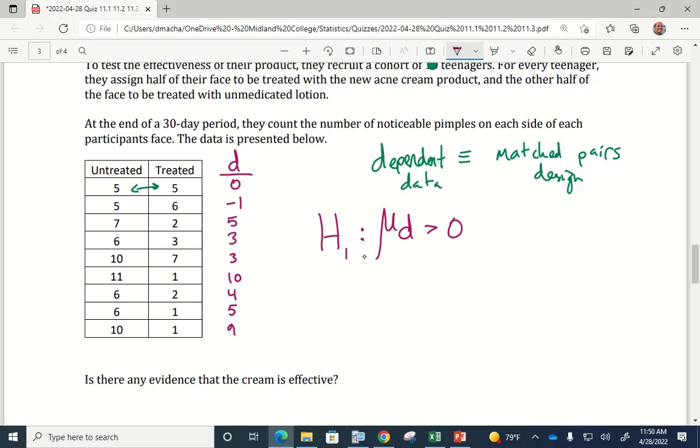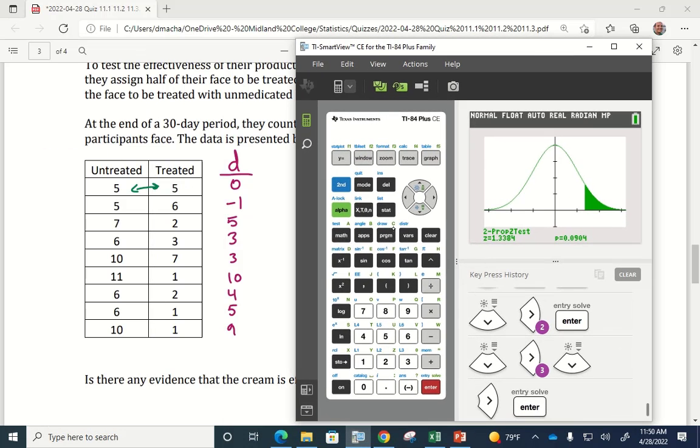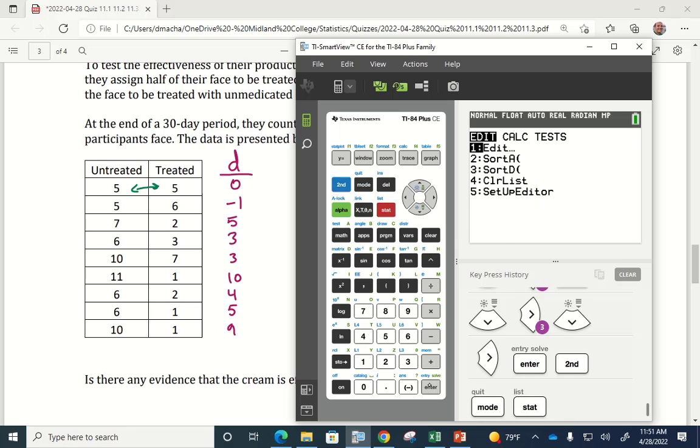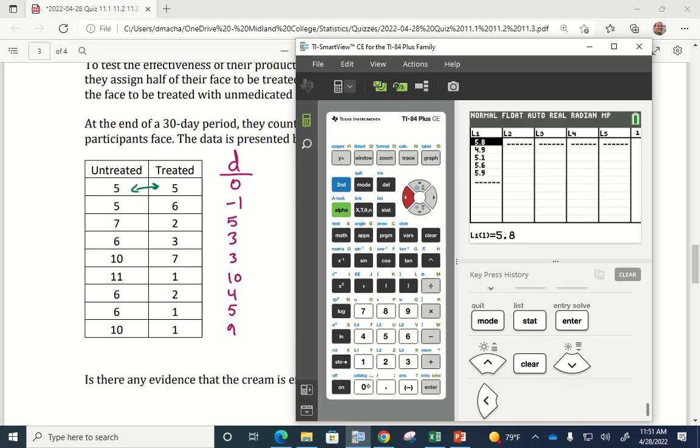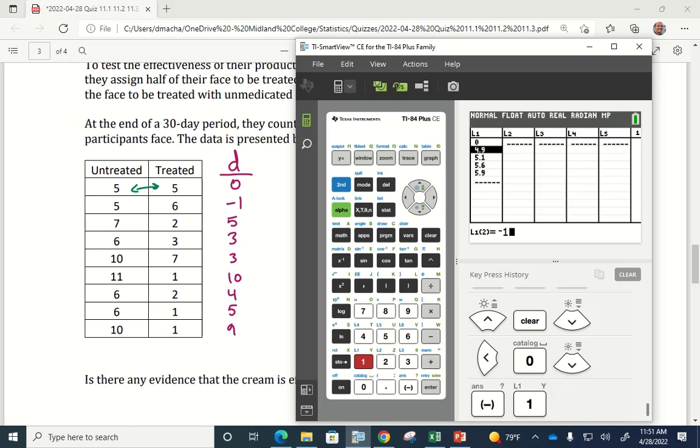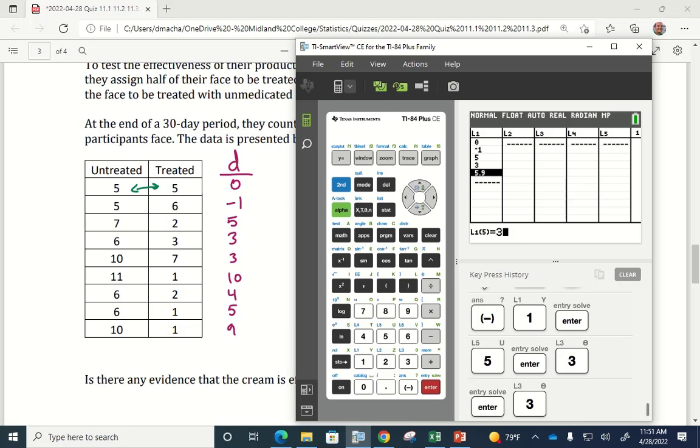Well, I can't calculate the population mean because I haven't performed this experiment on the entire population, but I can calculate a sample mean. So I'm going to use d bar to represent my sample mean, and to get a good sample mean, I need to go to stat, edit, and I have 0, -1, 5, 3, 3, 10, 4, 5, 9.